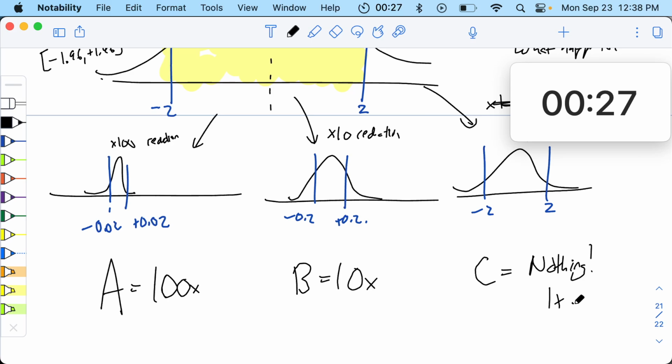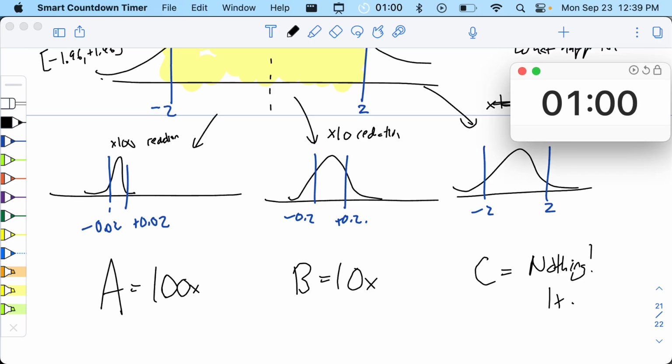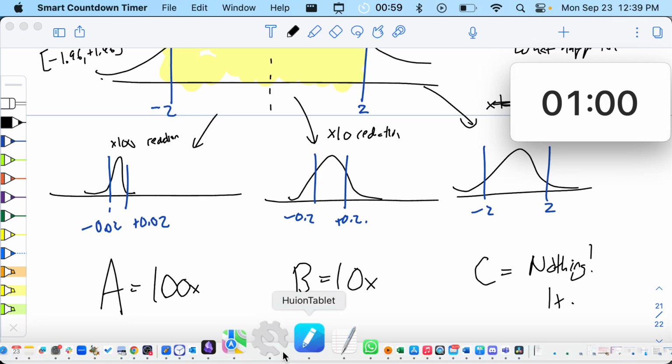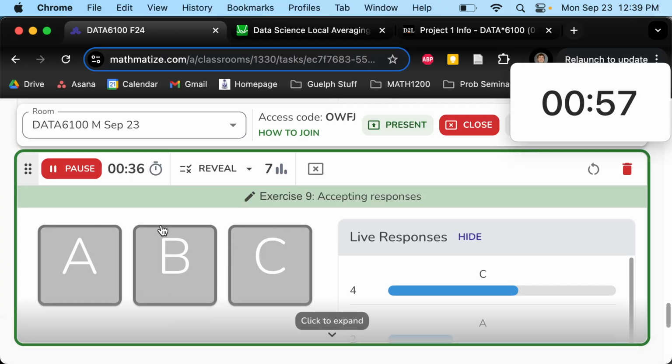Okay, I made it a multiple choice question. You have option A, option B, or option C. Option A is a 100x decrease. Option B is a 10x decrease, and option C is nothing. So you tell me, is it option A or B or C? Let's give 1 more minute since I just got this going. But put in your guess. There we go. A or B or C?